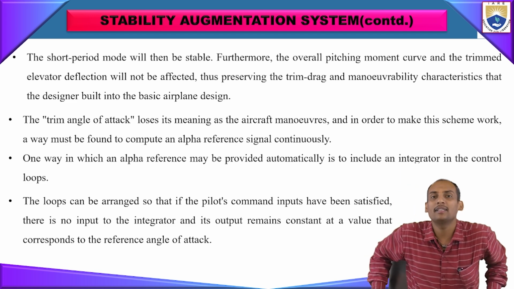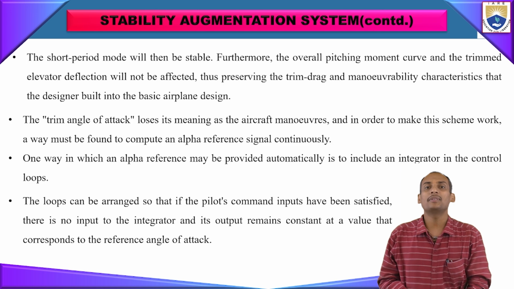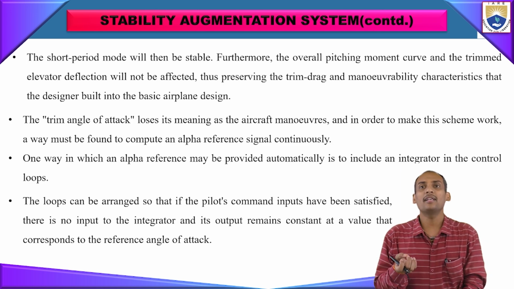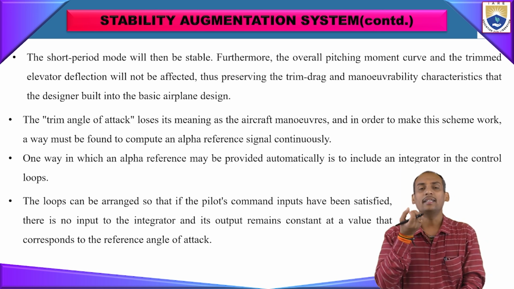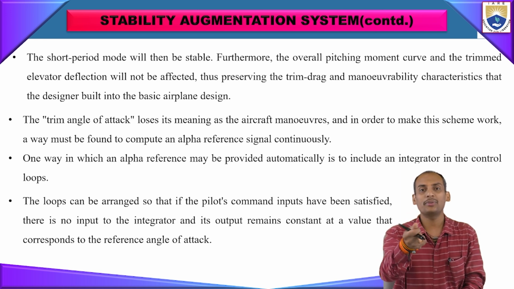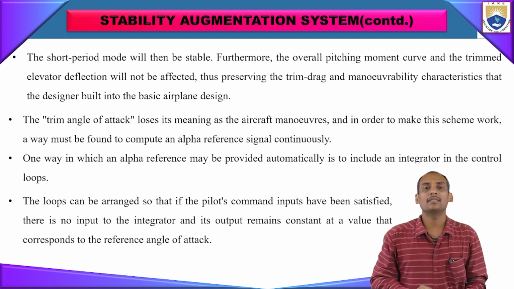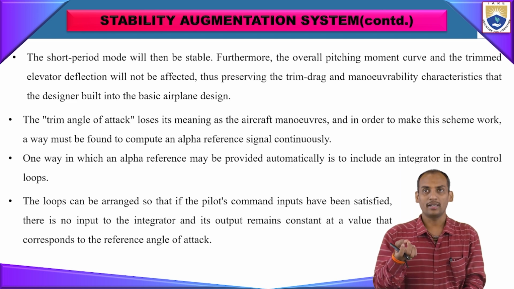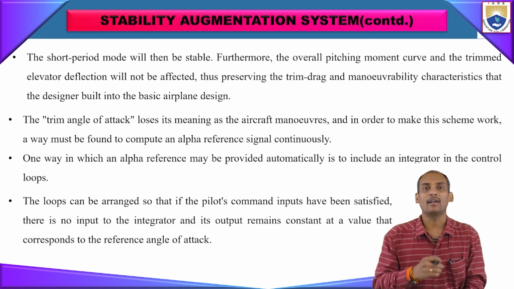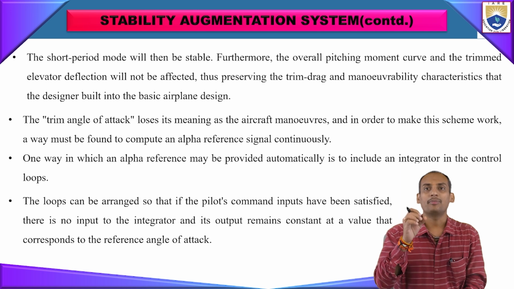If these feedback loops are arranged in such a way that the pilot has been satisfied with that integrator input only. While we are giving input to that integrator, that integrator input itself satisfies the control surface movement, and it is not based on the alpha sensor feedback; it is only sensing the reference angle of attack. So the integrator output remains constant at a value corresponding to that angle of attack reference only.